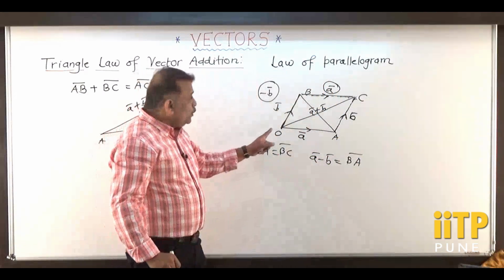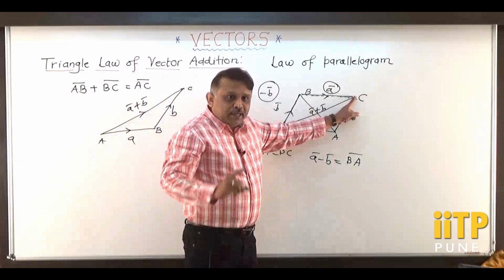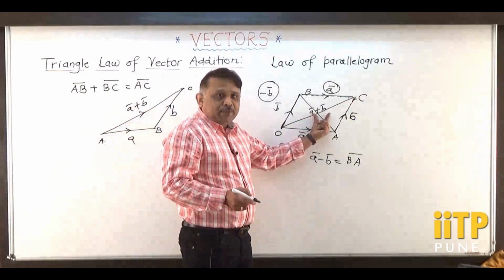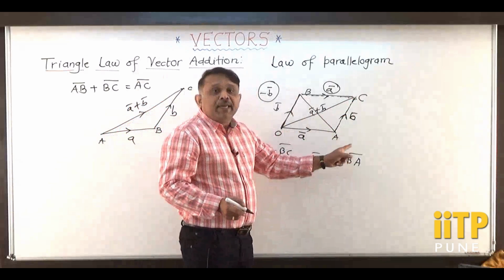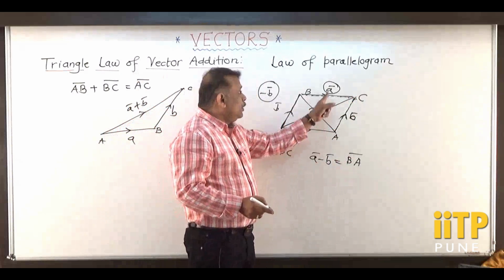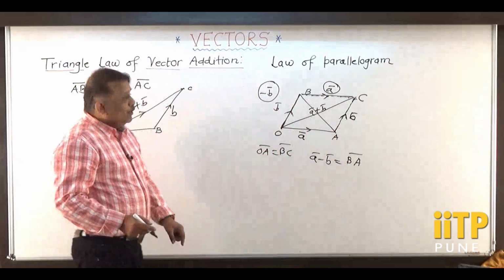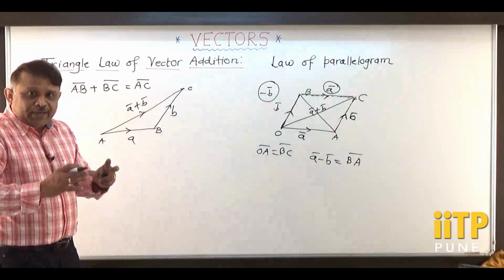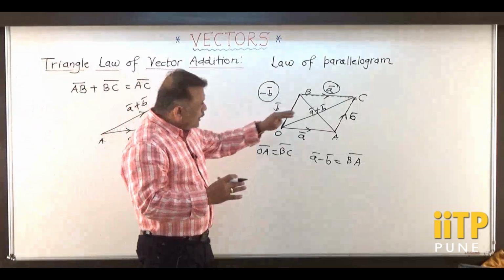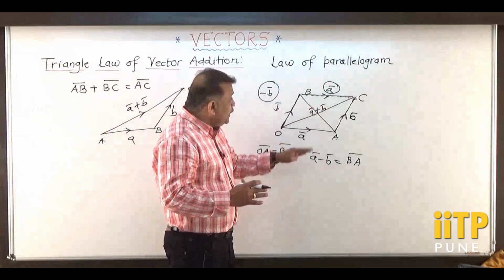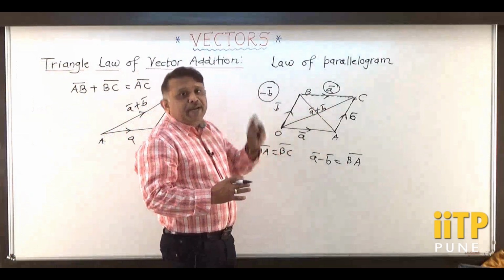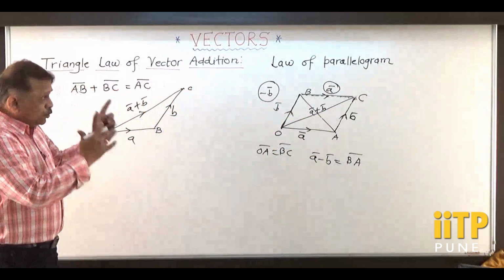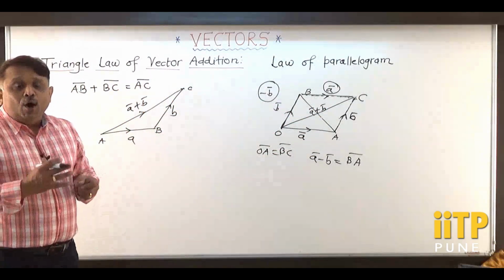So one diagonal is OC representing the vector A bar plus B bar, and the other diagonal BA is representing the vector A bar minus B bar. This way we are getting the diagonals of the parallelogram representing the vectors A bar plus B bar and A bar minus B bar. So this law is called the law of parallelogram.